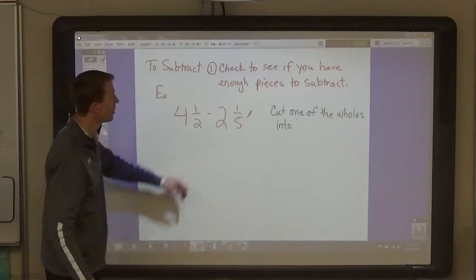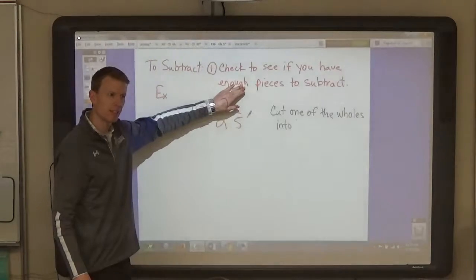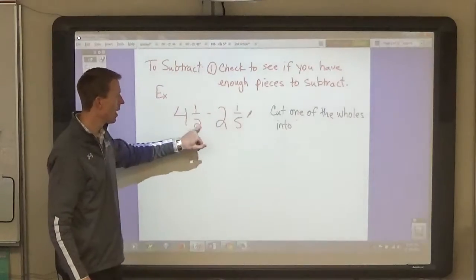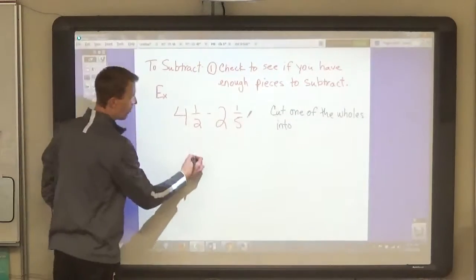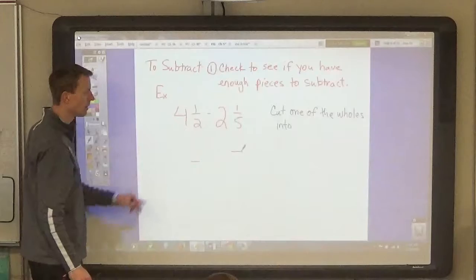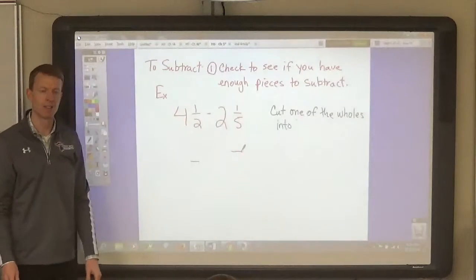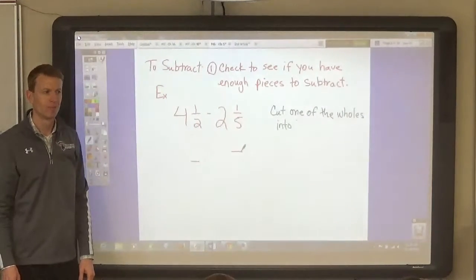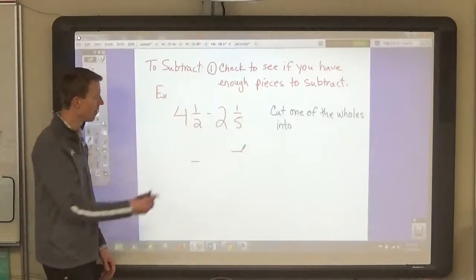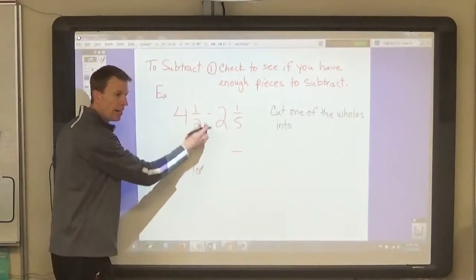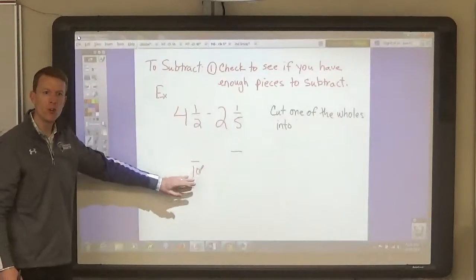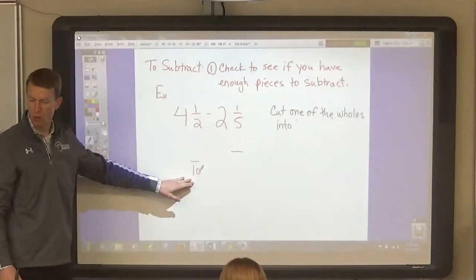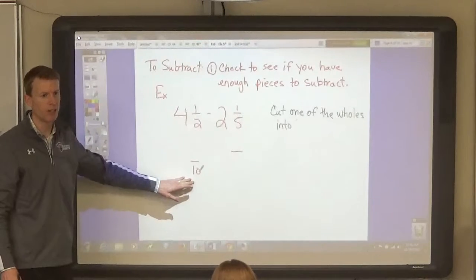Now, first, you have to check to see if you have enough pieces. And so we have to make all of the pieces the same size first. We have to find a common multiple first. So what's a common multiple of 2 and 5? Bella? 10. Notice I'm going to write this underneath so that I have the right amount of room. When you're working out these problems, write the new problem underneath the old one, so you can keep track of what you're doing.